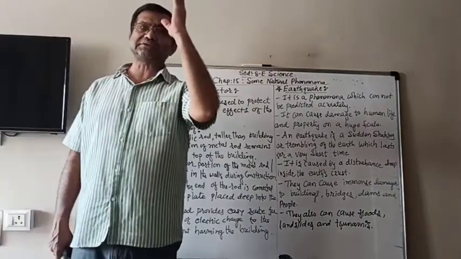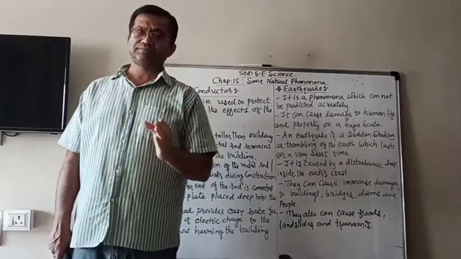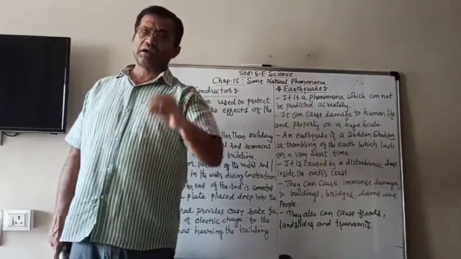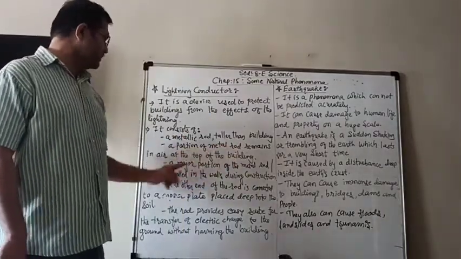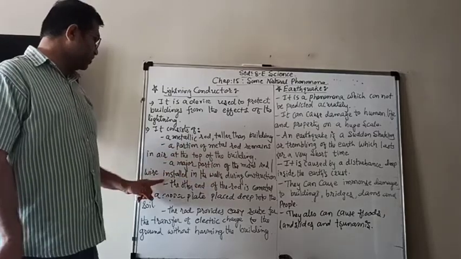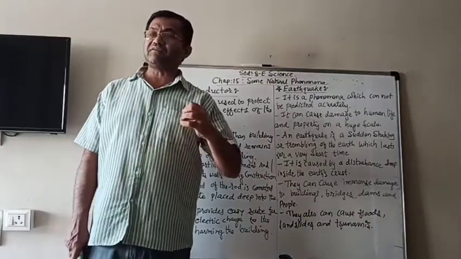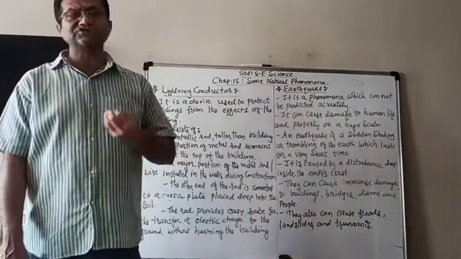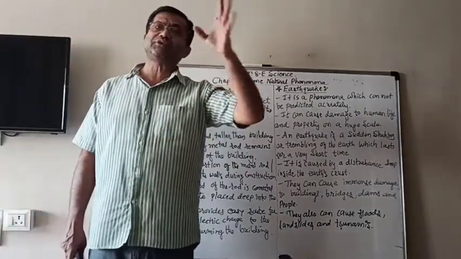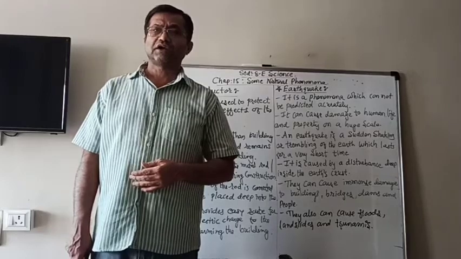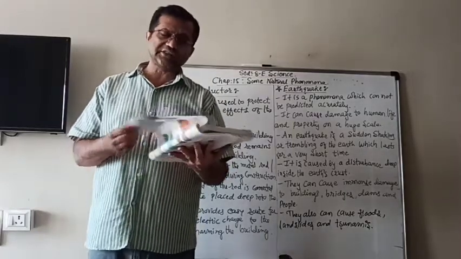That outer part is kept in the air at the top of the building, and the major portion of that rod is installed in the walls during construction. So when we are building our house, at that time they have to put in that rod, which is connected with a copper wire, as shown in this figure here.